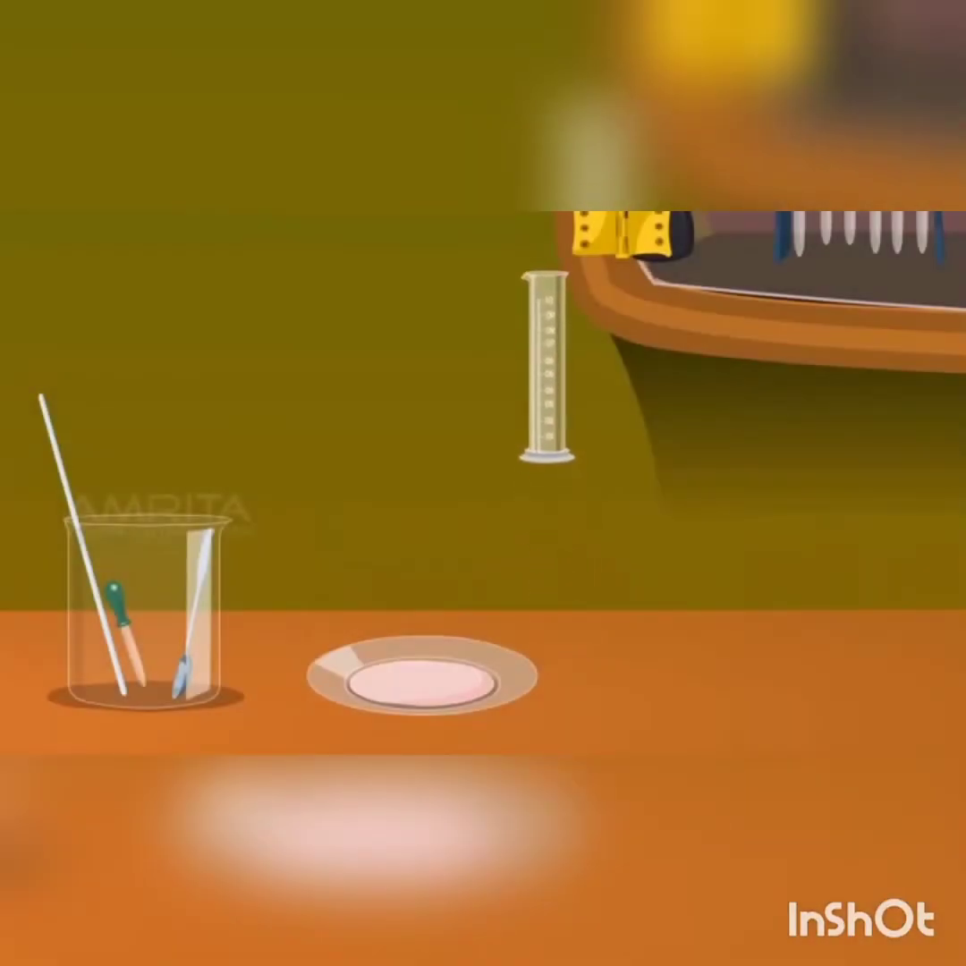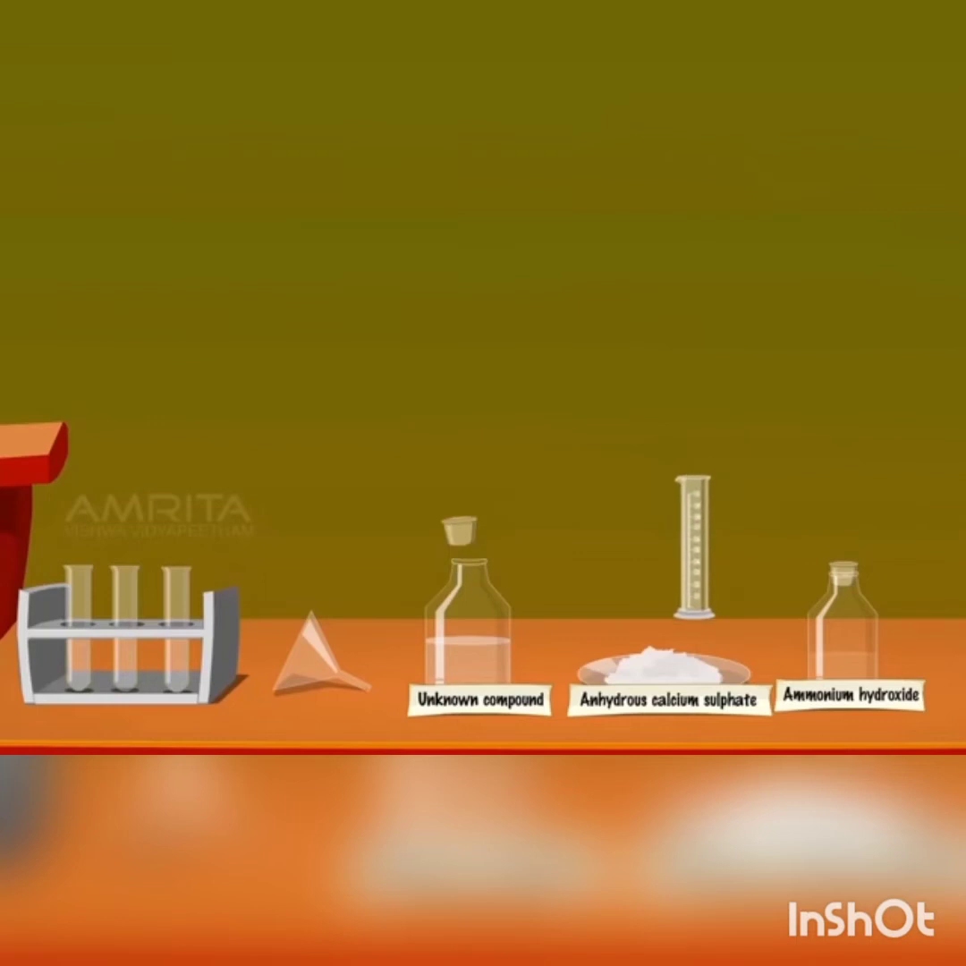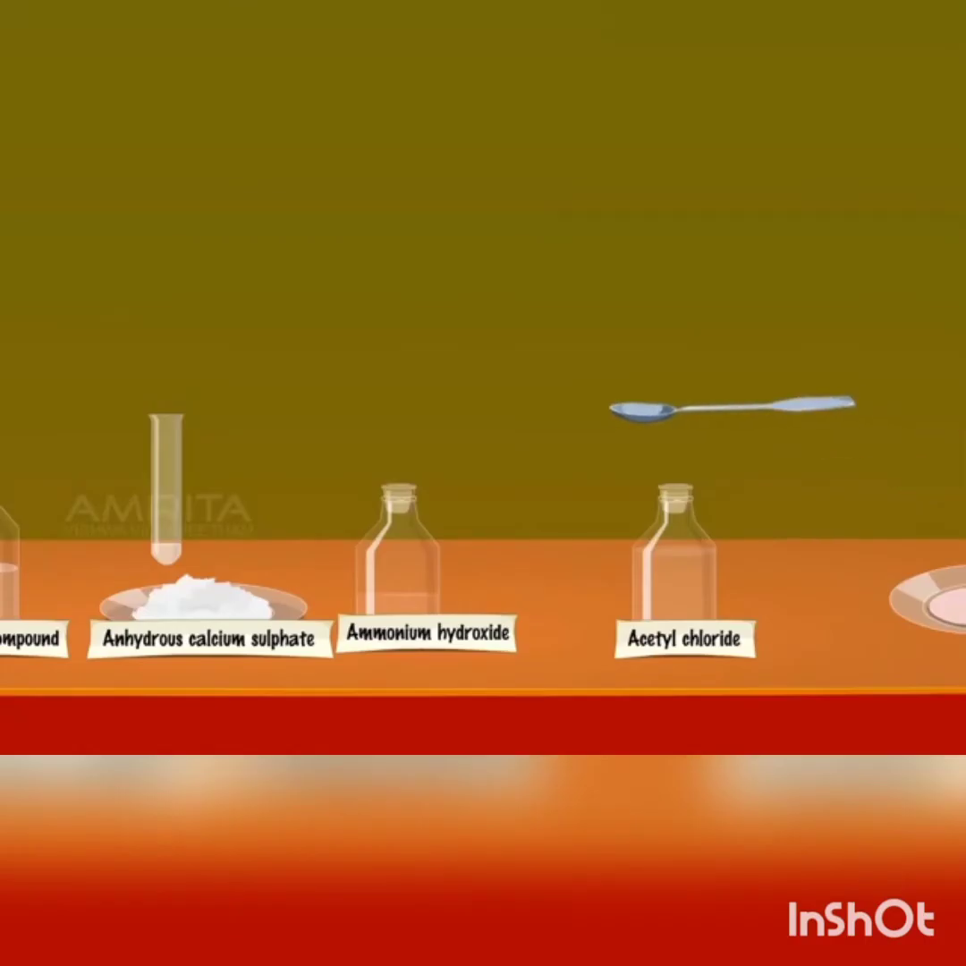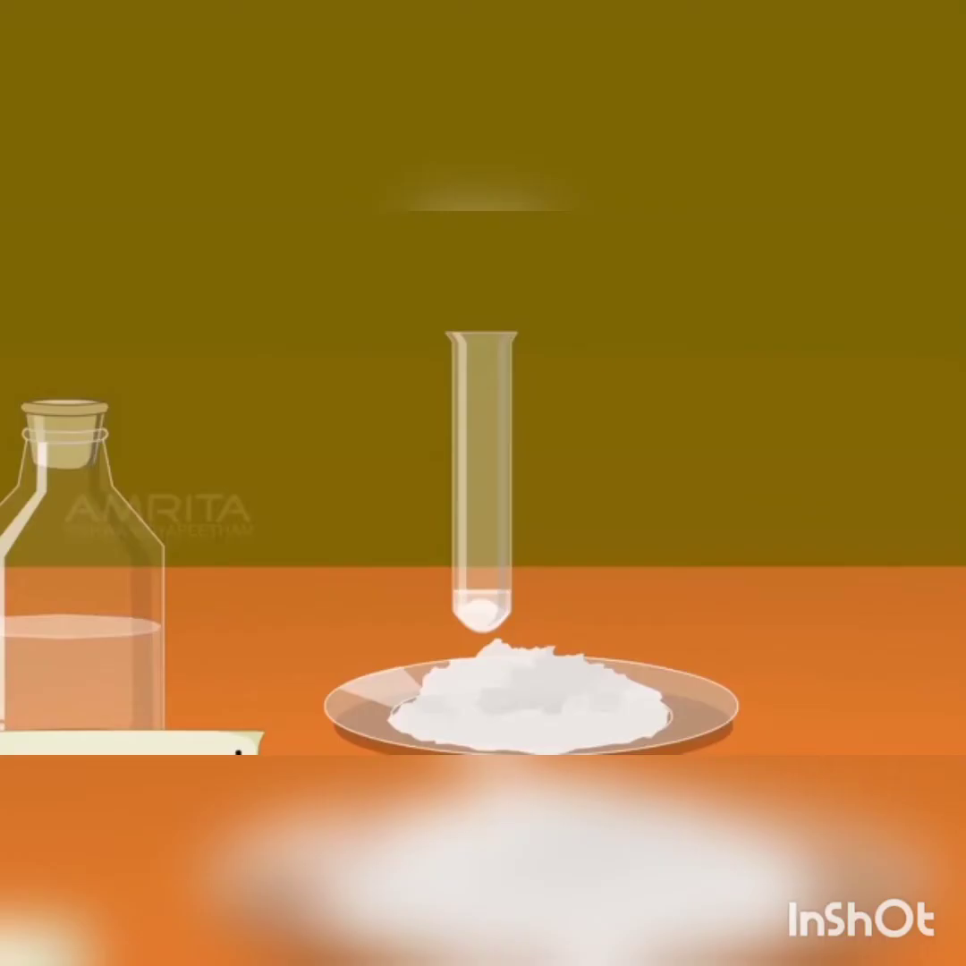Take a measuring jar. Pour 1 ml of the given unknown liquid into it. Pour it into a dry test tube. Add a small amount of anhydrous calcium sulfate into it. Shake well.